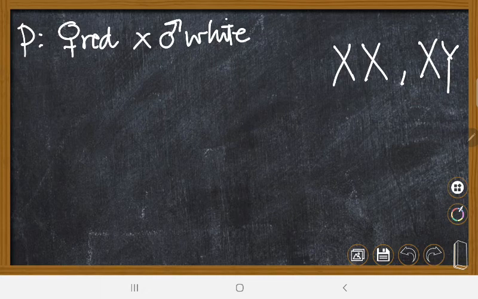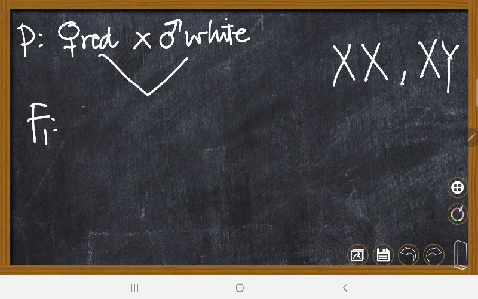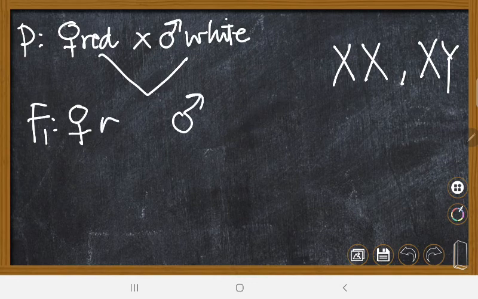Okay? So, ang nakita niya, when he crossed the red-eyed female with the white-eyed males, all of the offspring in the F1, whether they're male or female, had red eyes. Lahat sila ay red. Okay? So, what does this tell us again? Na yung relationship between red and white, red is dominant over white.